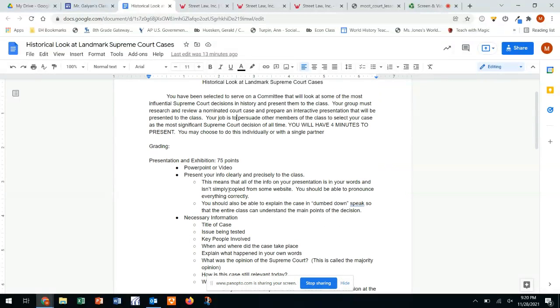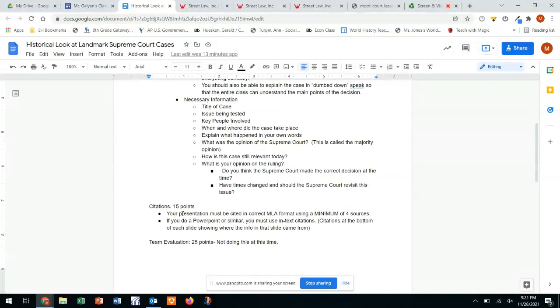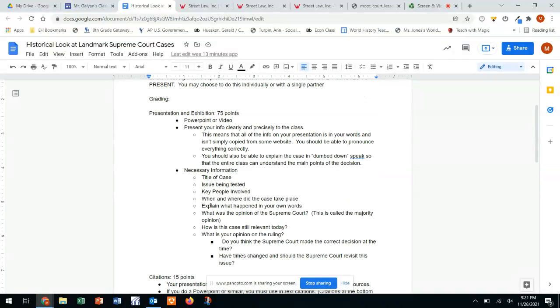And then you're going to present it to the class, and your job is to persuade the class that your case is the most significant and most interesting. Basically, the class is going to vote on which case is important and who did the best job of presenting it. Right here, presentation and exhibition is 75 points, which is the very bulk, only 15 points for citations. The way I grade this is two things.